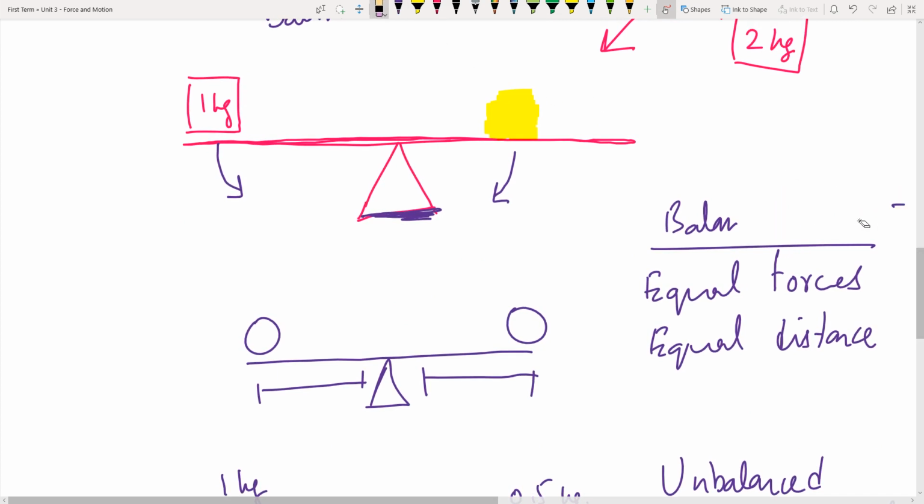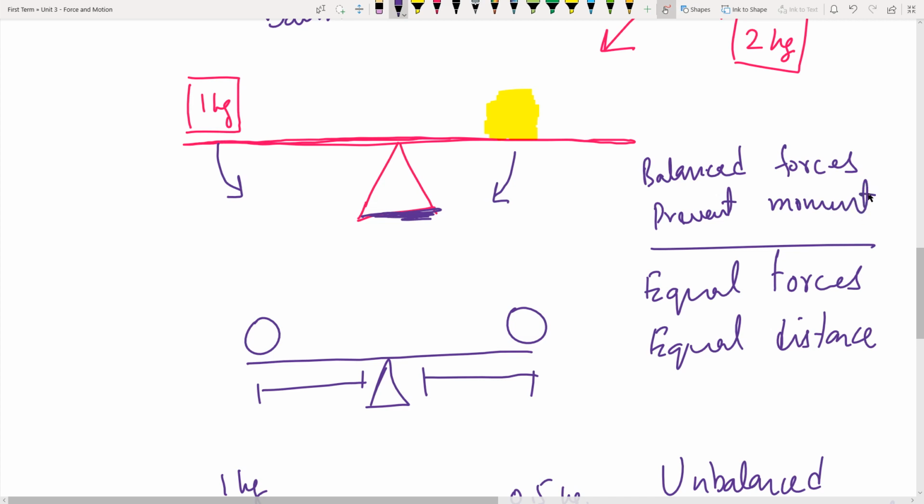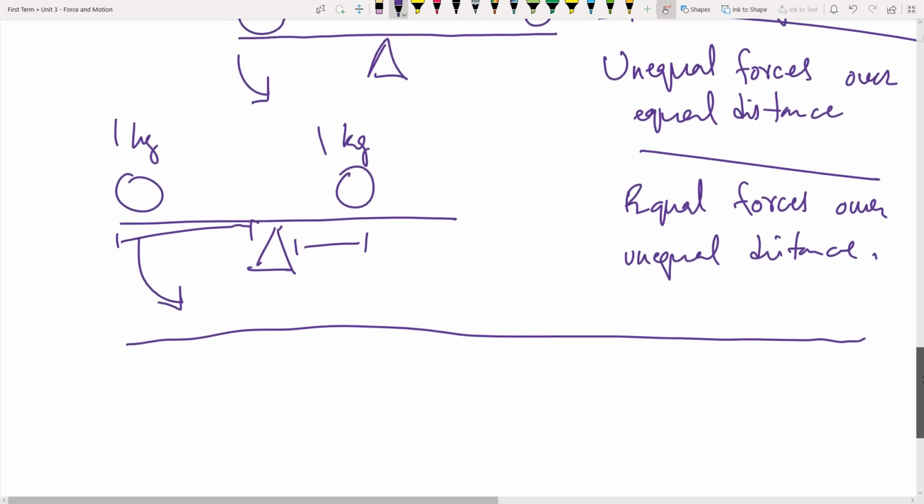Over here, balanced moment, I'm going to rephrase this again as balanced forces prevent moment. So they prevent the rotational effect of the force. Let's say this is 1 kilogram and this is also 1 kilogram. I hope I'm able to give you some of the basic ideas of how this all works out.